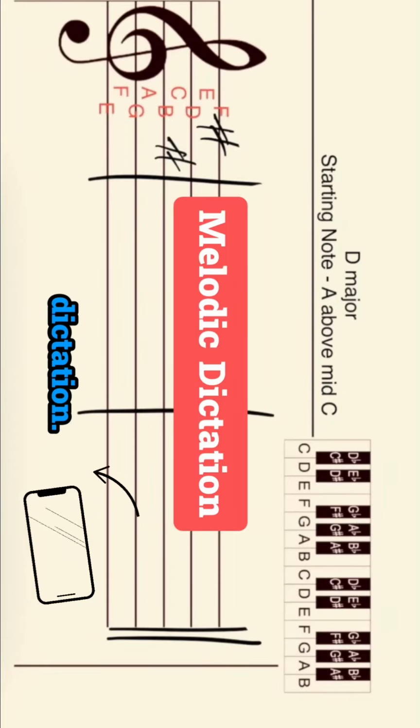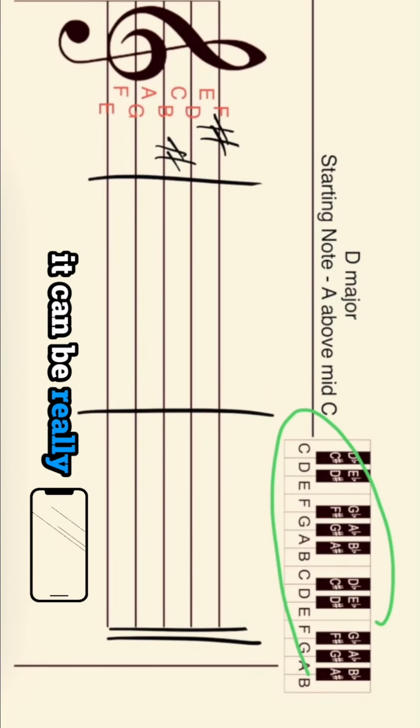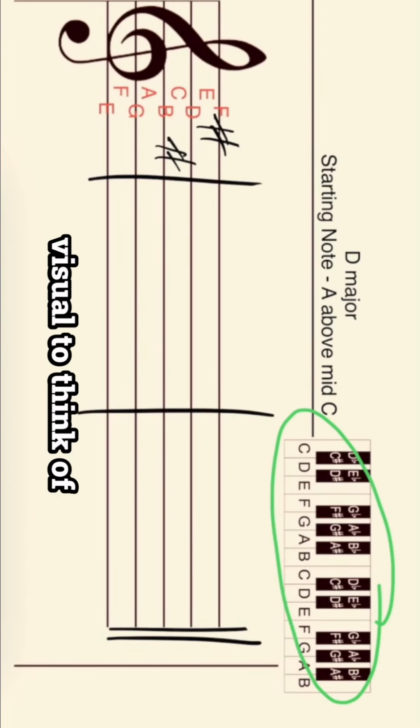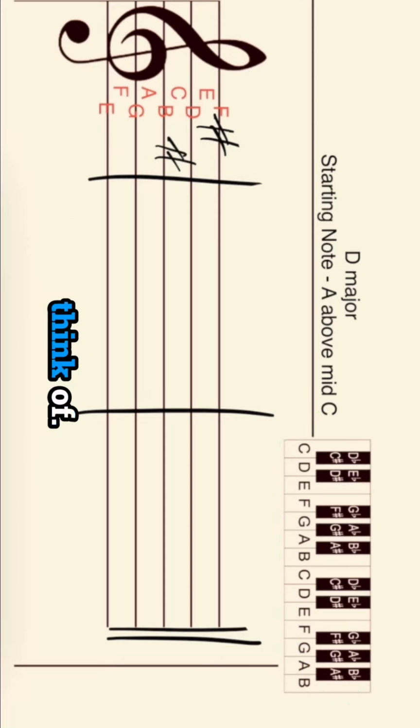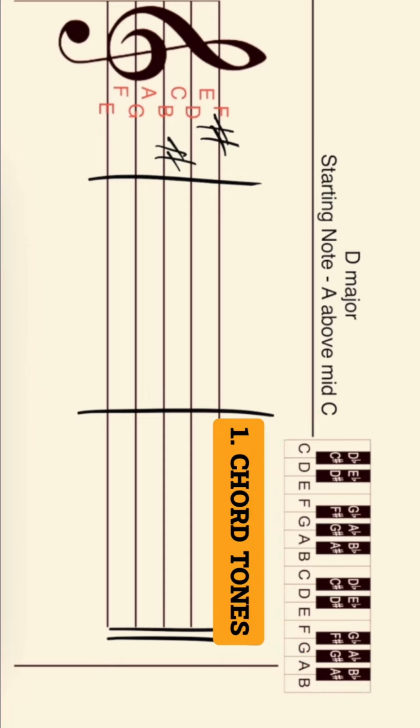So, melodic dictation. First of all, it can be really helpful to have a visual to think of while we're listening to these melodies. It might be a piano, it might be a guitar fretboard, whatever works best for you. Three main things to think of is, firstly, our chord tones.